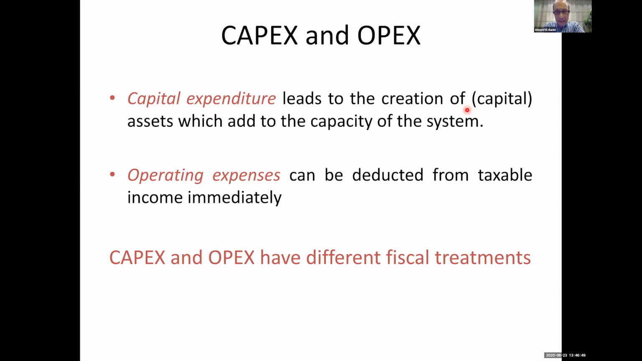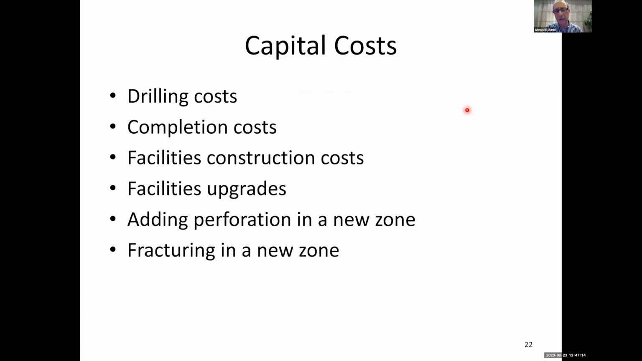Operating expenses can be deducted from taxable income immediately, and the operating expenses are expenditures that we spend not to increase the capacity of the system. The best thing to do to distinguish between capital expenditures and operating expenses is to take an example. Capital costs for oil companies include drilling costs, completion costs, facilities construction costs, facilities upgrades.